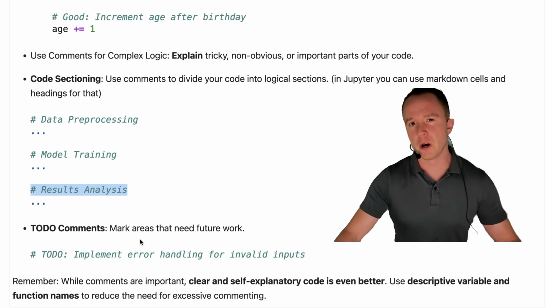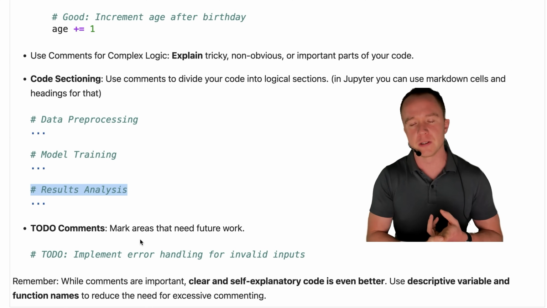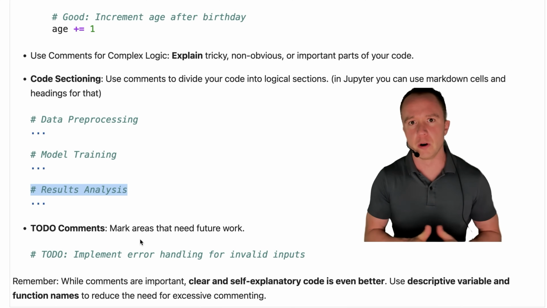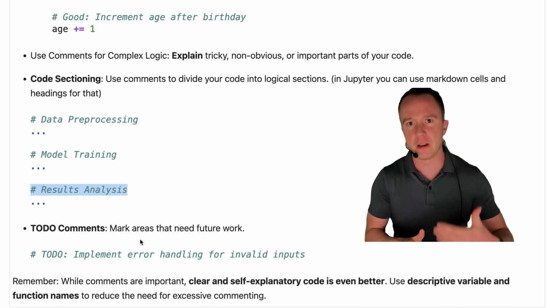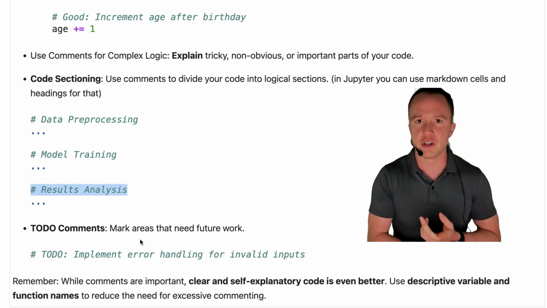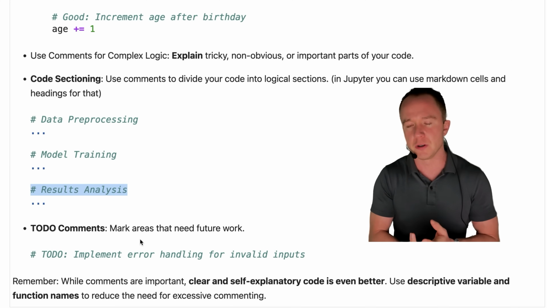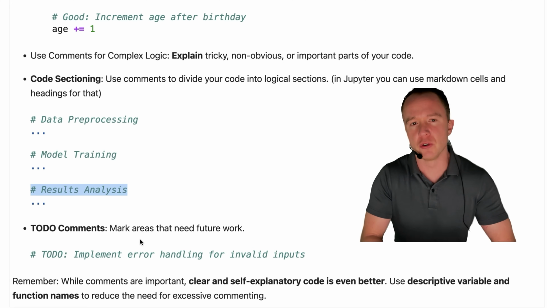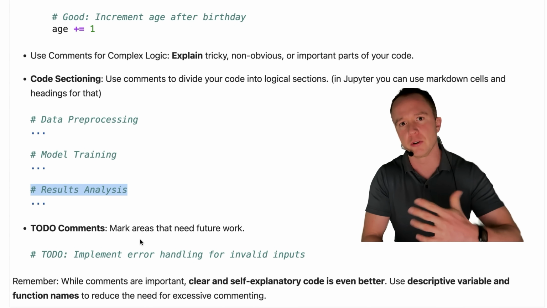Last comment here, while comments are important, it's even more important to give your variables and functions proper names. So instead of calling your variables A1, A2, B3, B4, call them what they are. If it's an energy, call it an energy. If it's a temperature, call it a temperature. If it's a distance, call it a distance. And the same with functions, the function name should already answer what the function is doing. The more you do that, the less you need to rely on comments.